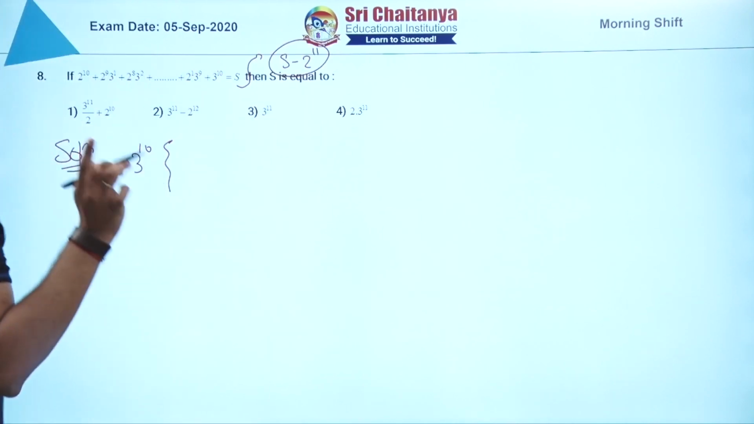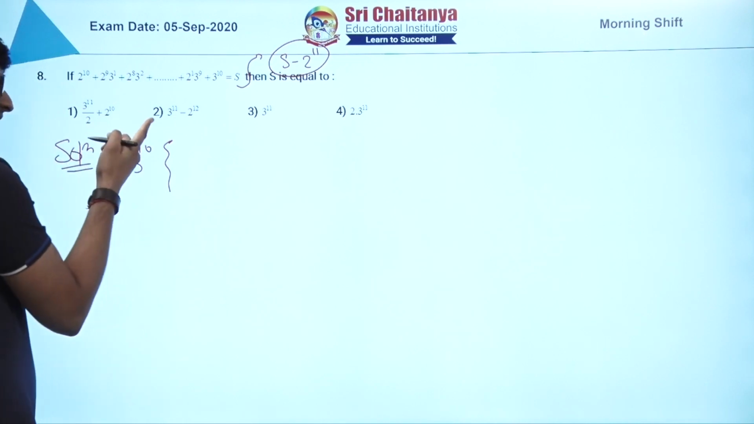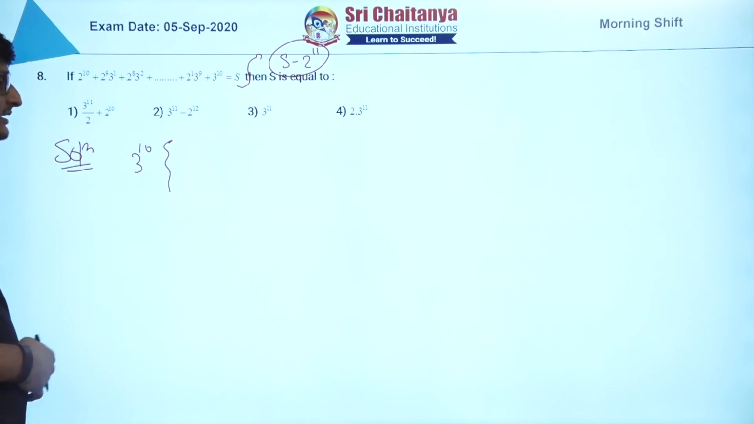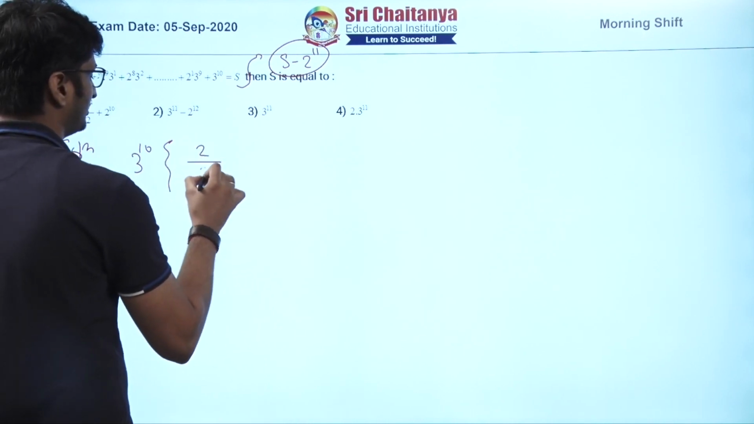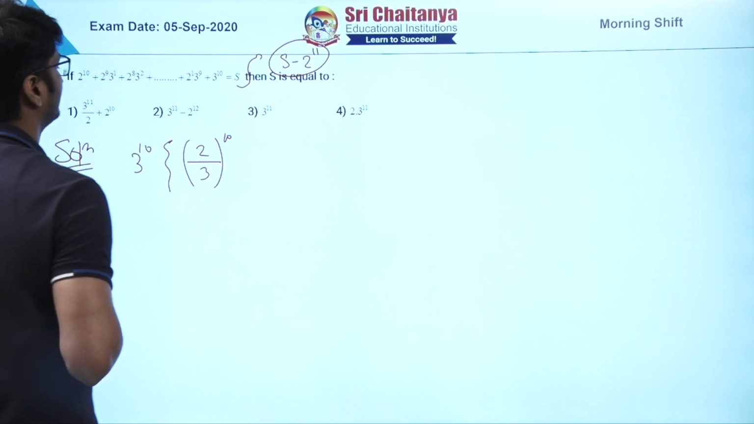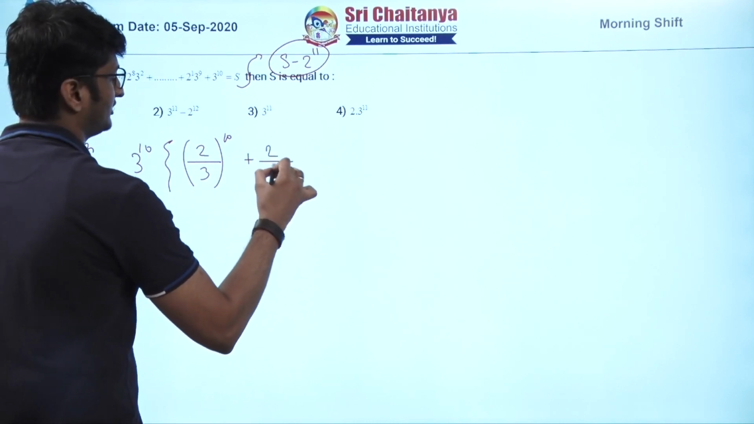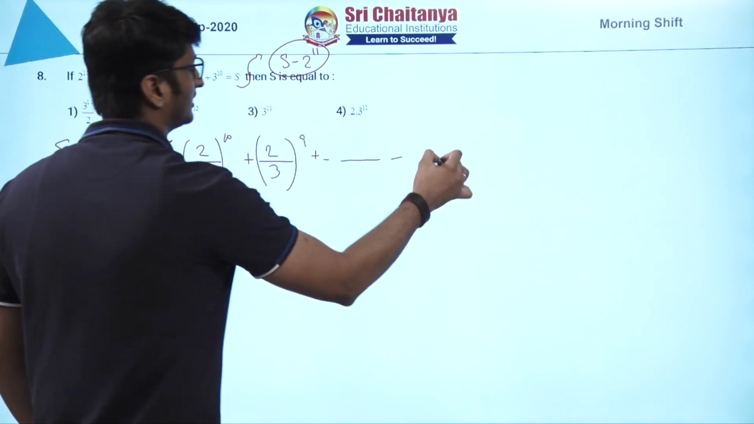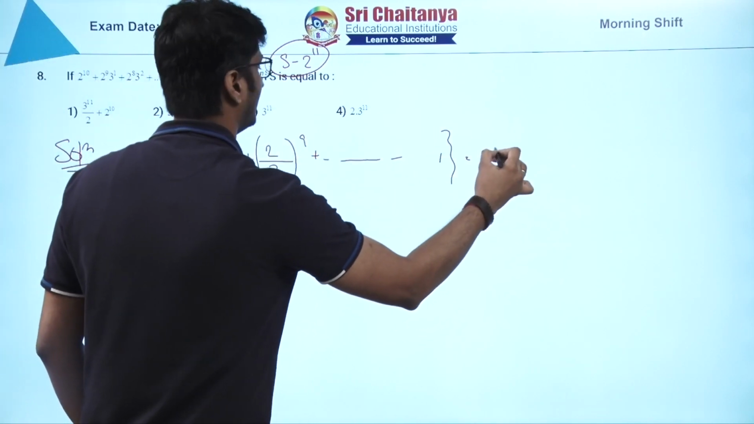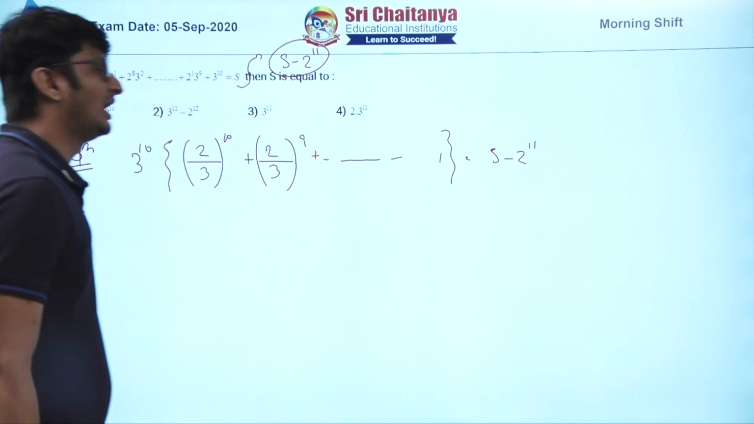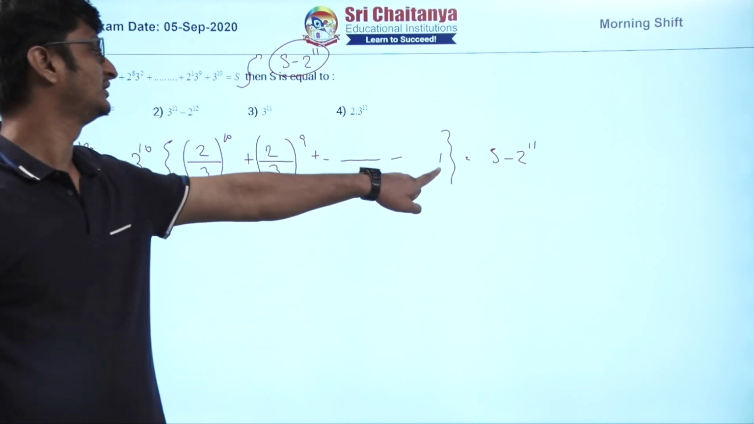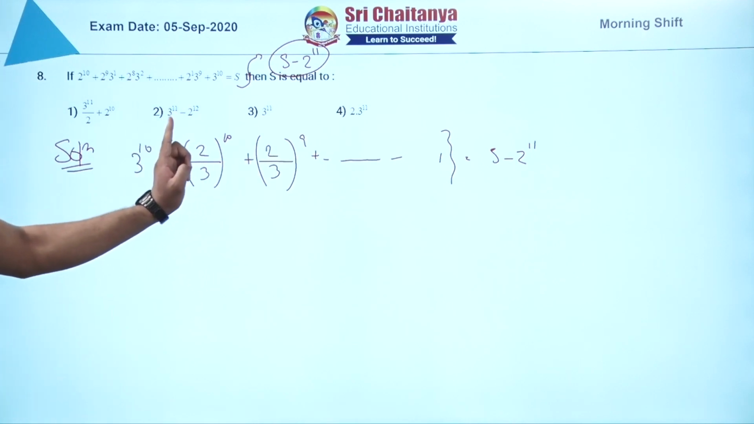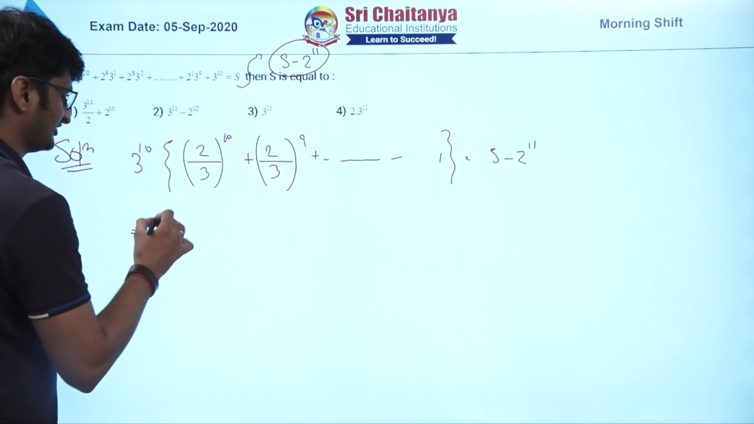Okay, make this rectification, and after that I am starting. 3 to the power 10 is being taken common, 2 upon 3 to the power 10, 2 upon 3 to the power 9, it goes on, 1, s minus 2 to the power 10. Can you tell me how many terms are there? For 2 upon 3 to the power 0, started with 0, ends up with 10, there are 11 terms, which is a GP only.